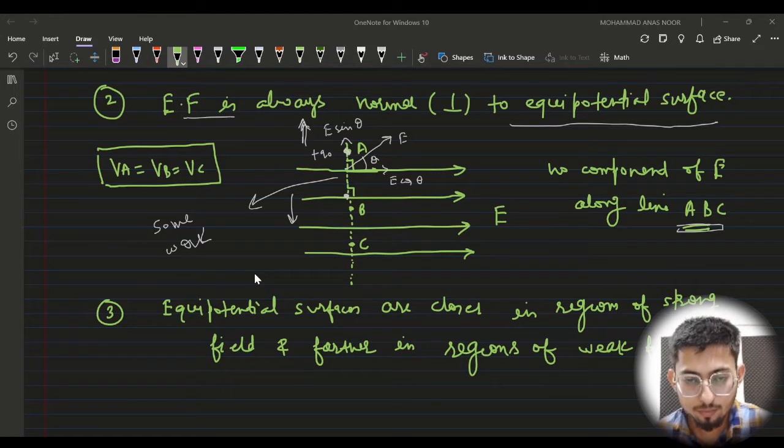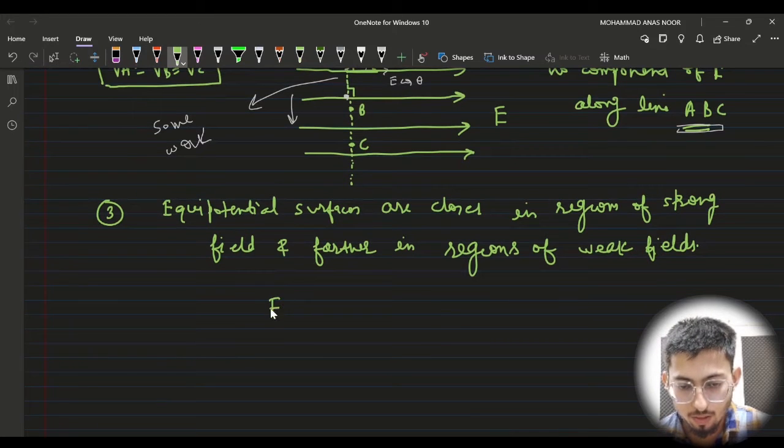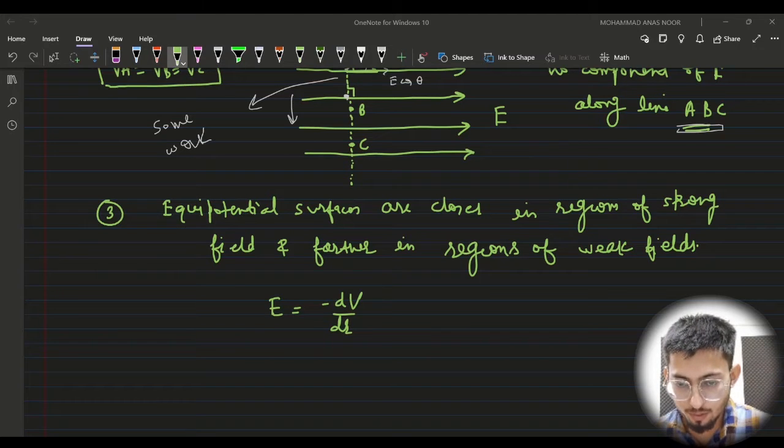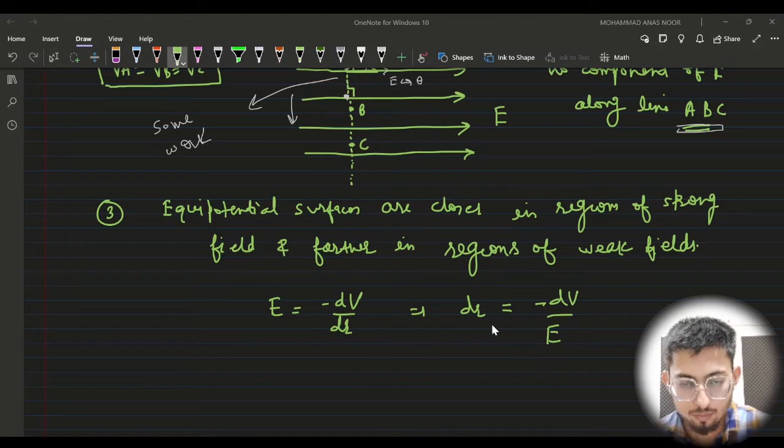Why so? Because see, the relation is E is equal to minus dV by dr. This is the rate of change of voltage, the negative of this. That's called E. Now, if you want to find dr from here, what would that be? Minus dV by E. This is dr.